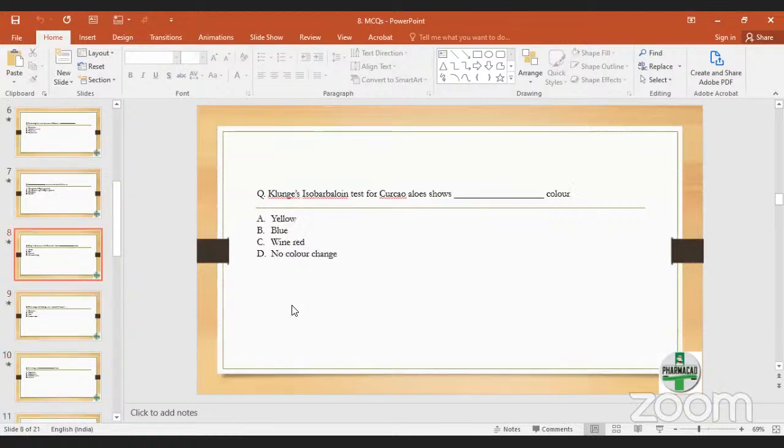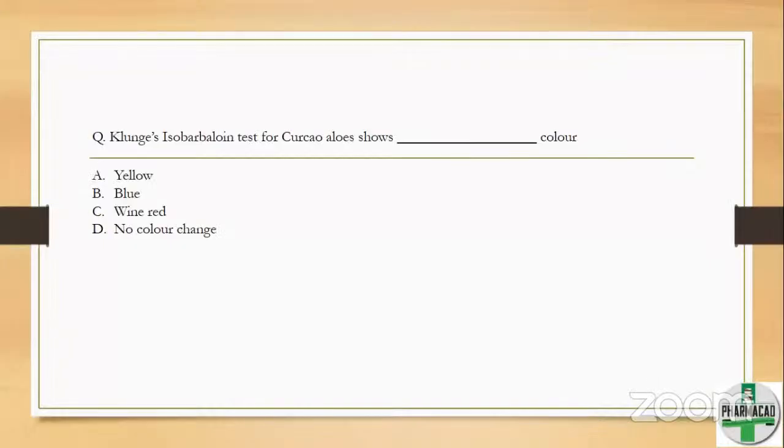Even this we can take up. Clunes' isoborveloin test for Curacao aloes will show which color? So this we saw last time, Clunes' test, Curacao was the first column, right? So in that, wine red is the color. Okay, so we stop for today's lecture here.